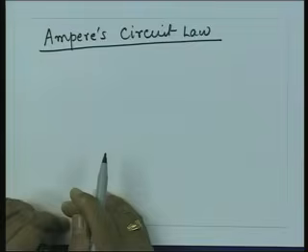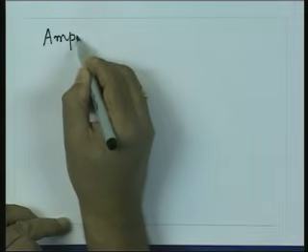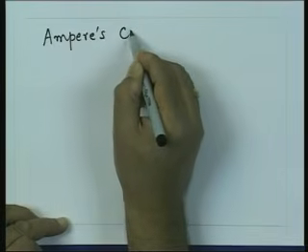The next laws which we have, which now relate the electric and magnetic fields, are what are called the Ampere's Law and Faraday's Law of electromagnetic induction. Ampere's Law is also called the Ampere's circuit law, which states that the magnetomotive force around a closed loop is equal to the total current enclosed by that loop. So, the third law which we have is called the Ampere's Law or Ampere's circuit law.